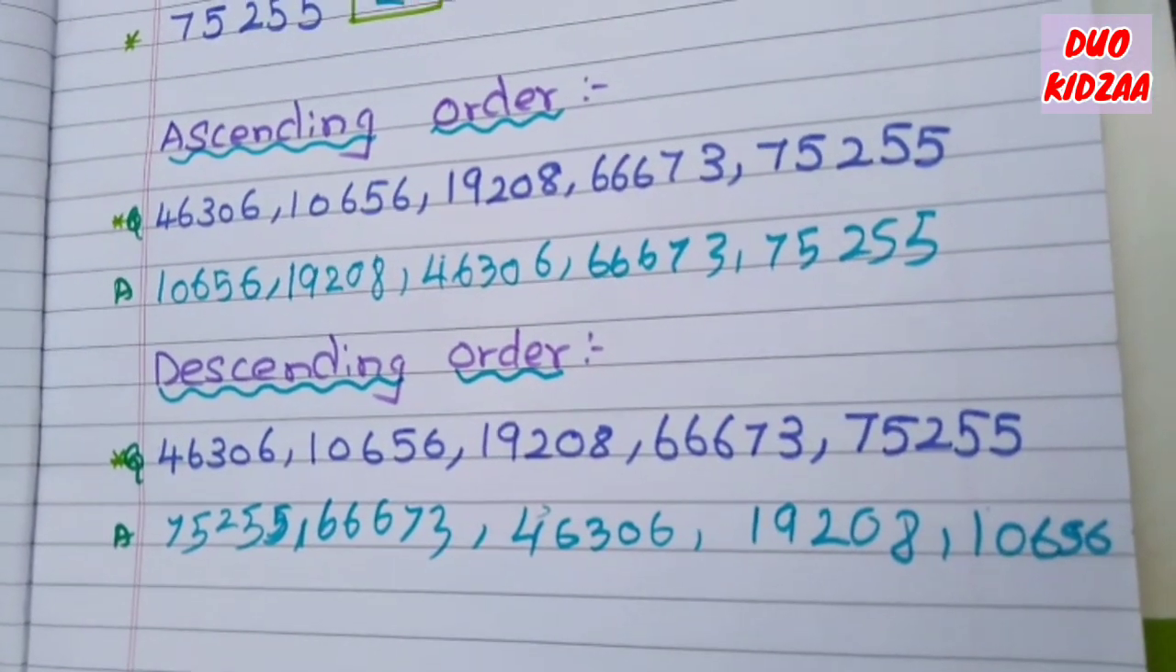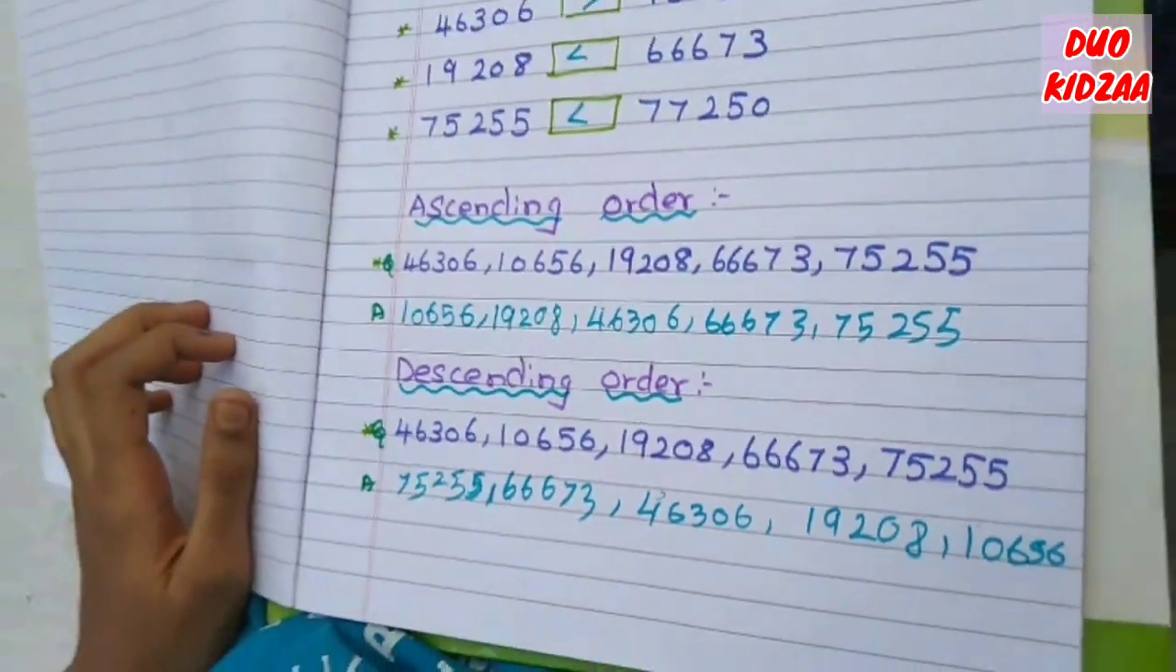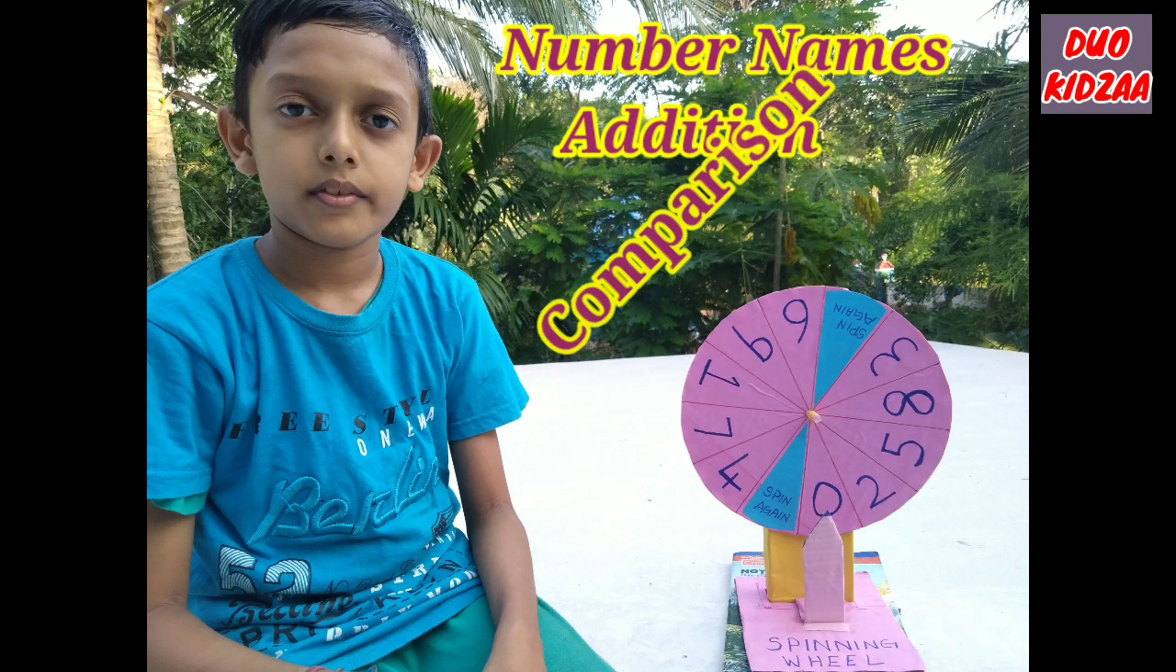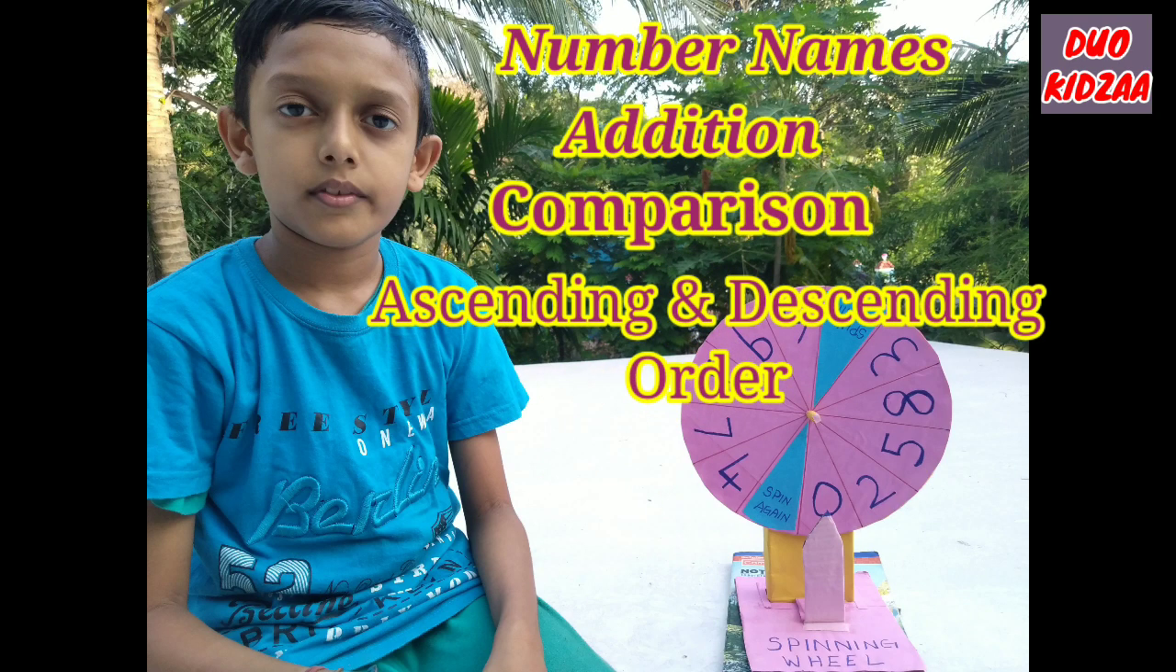We have written the ascending and descending order also. We can write number names, addition, comparison and ascending and descending order. We can play any digit numbers using the spinning wheel.